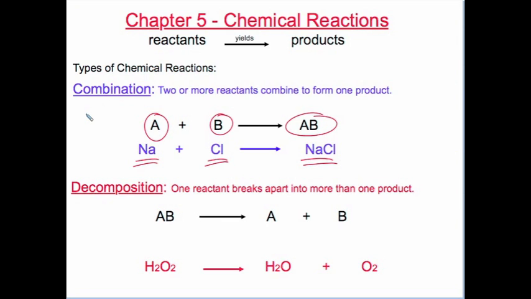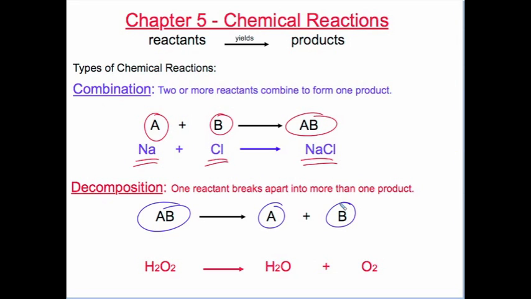A decomposition reaction is the opposite of a combination. You're going to have one reactant breaking apart into more than one product. So the basic structure has something like AB yielding A and B that are separate. So AB is breaking apart into A plus B.